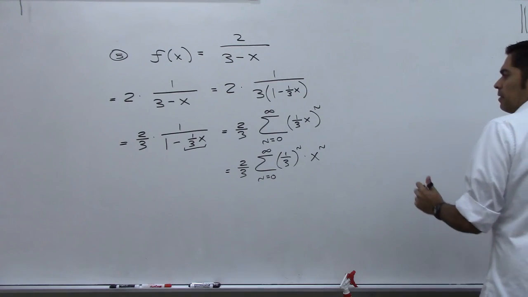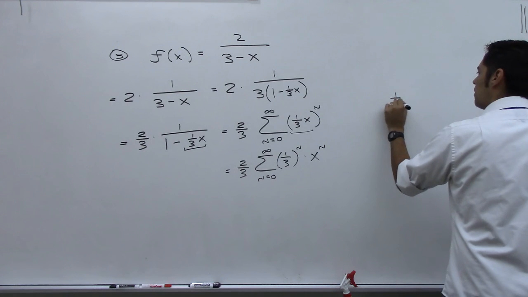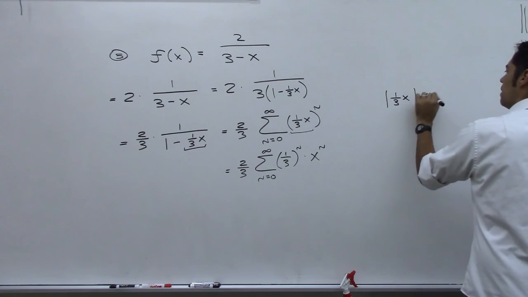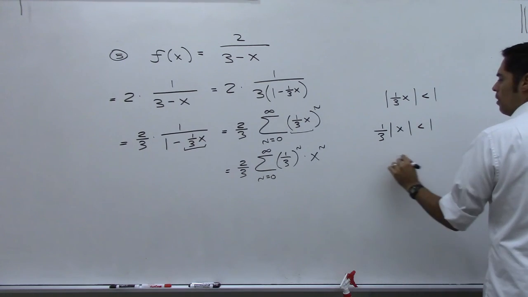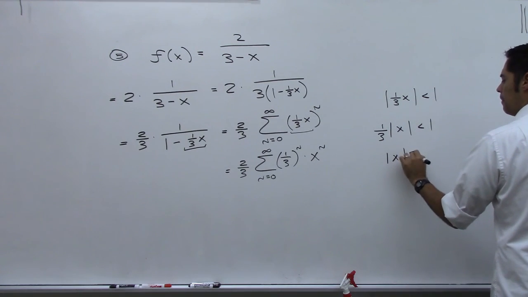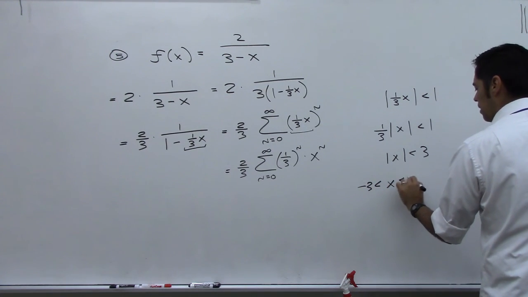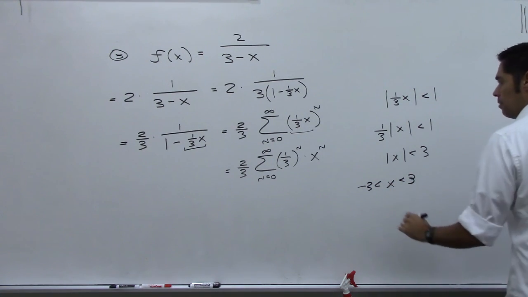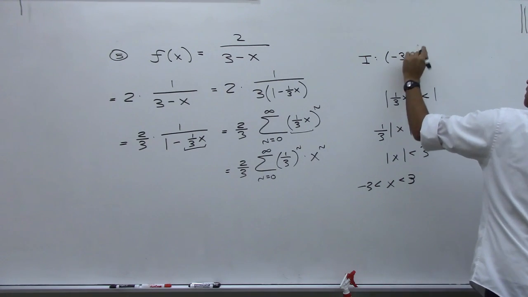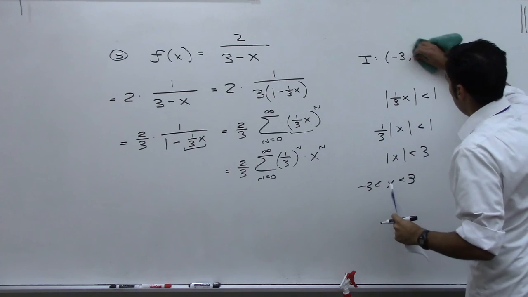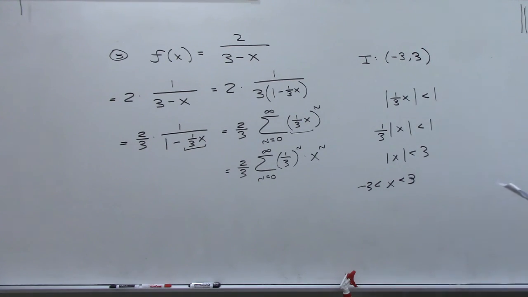For the interval of convergence, we need u, which was this. We need the absolute value of that to be less than 1. So I can take the 1/3 out, multiply both sides by 3, and that tells me that x has to be greater than -3 and less than +3, which means my interval of convergence is the interval -3, +3, not including the endpoints.